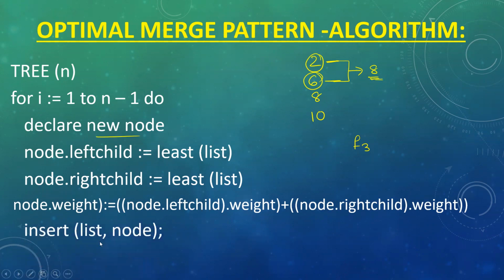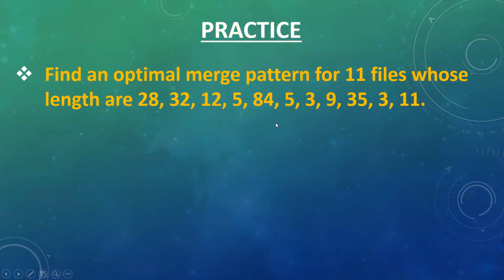Next is to insert the node into the list. Again, we will be putting it back into the heap tree. Next is to return the list of nodes which we are having. So this is the algorithm of the optimal merge pattern. Here one more example is given for you. You can try this out with a pattern of 11 files where the lengths are given. What is the total number of record movements and what is the optimal merge pattern? That's it for today's lecture.